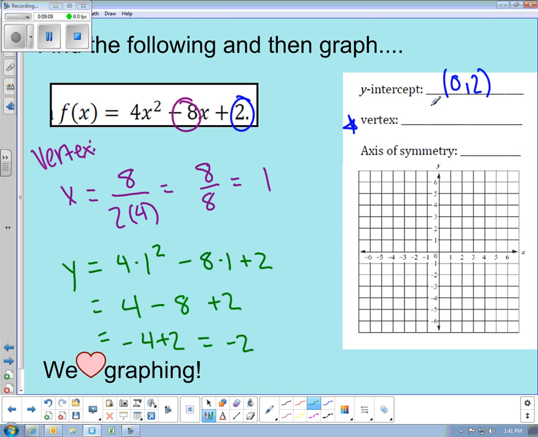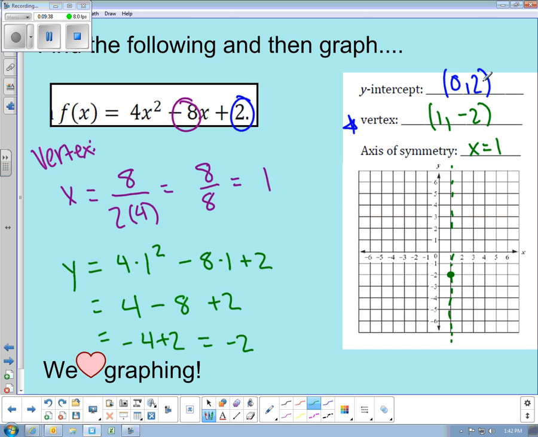So the vertex there is going to be (1, -2), which means our axis of symmetry is at x equals 1. So (1, -2), that's my vertex right there. And again, that's probably going to be the most telling point. Draw in your axis of symmetry. Sorry, I didn't do a very good job making that a straight line. That tells you where the middle of the graph is. That tells you where the parabola increases or decreases on the other side.